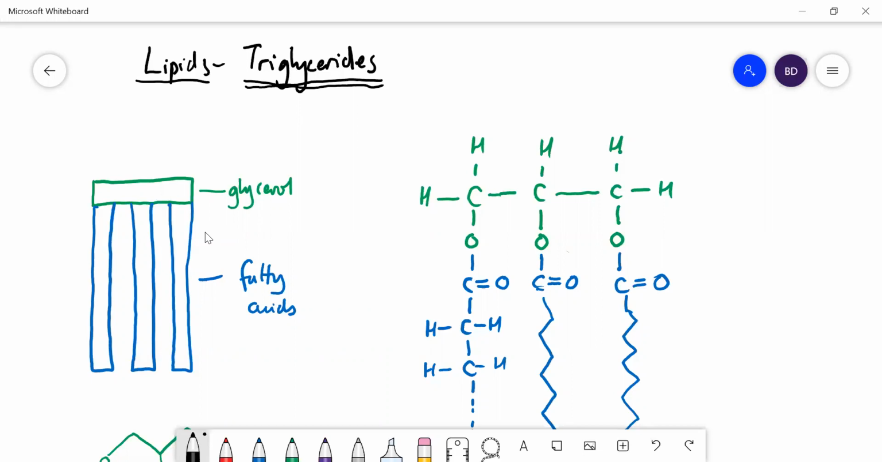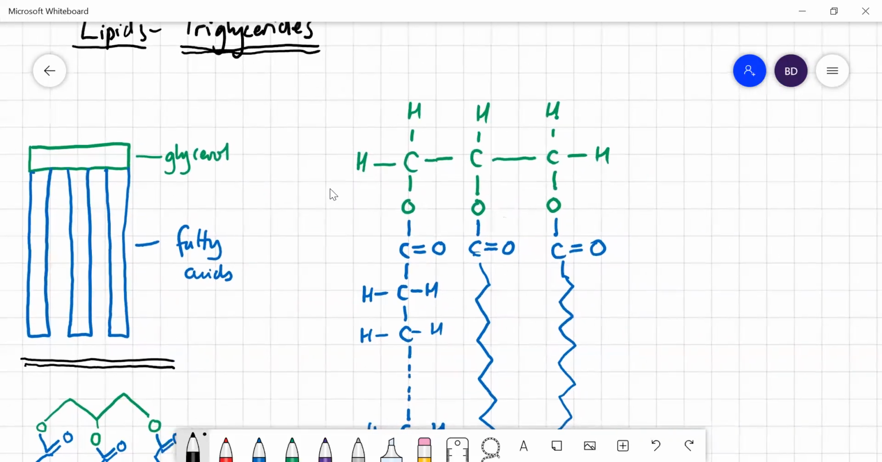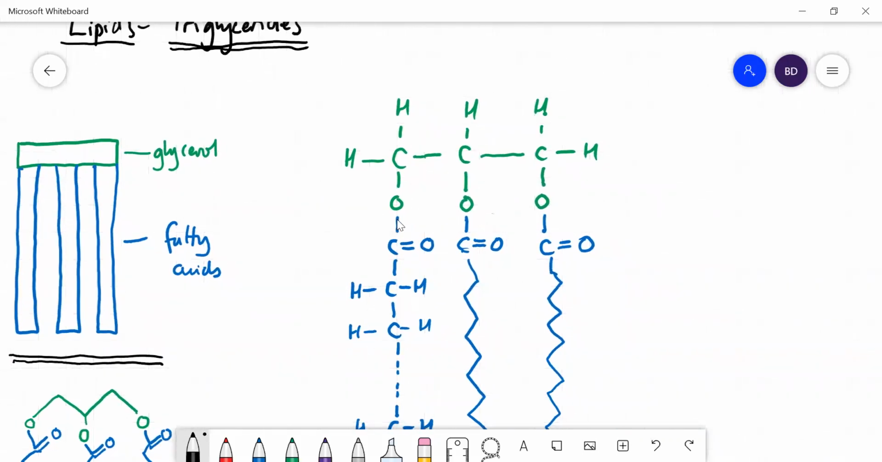Anyway, so here is a triglyceride molecule shown here as a diagram. It's made of a glycerol molecule drawn in green, and each glycerol is joined to 3 fatty acids. That's a fairly good way of looking at it, but we want to know what atoms are present in there. Then we look at this on the right. Now you can see that the glycerol part is drawn in green.